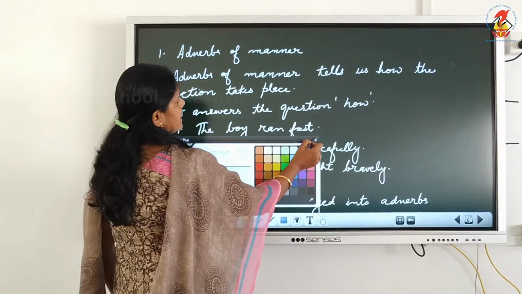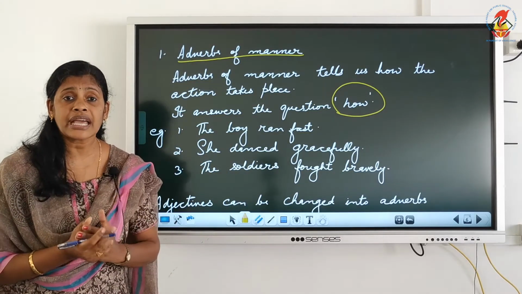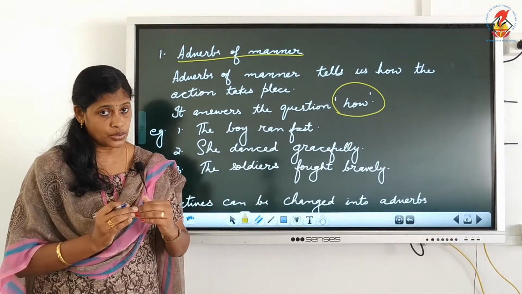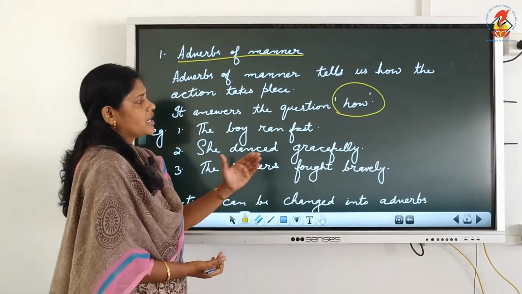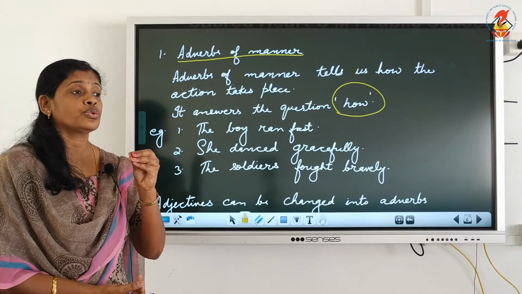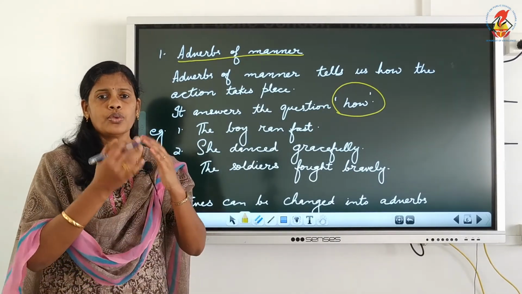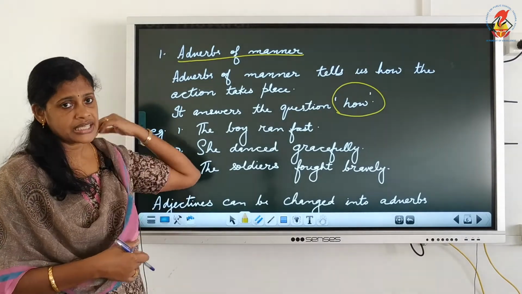The first one is adverb of manner. Adverbs of manner tell us how the action takes place. They answer the question how. How is the work done? How did she dance? Gracefully. How did the old man walk? Slowly. How did she eat? Greedily. So it answers the question how. So in a sentence, if you want to know which is the adverb of manner, you should be able to ask the question how the work was done, or how with the word or the verb given in the sentence.